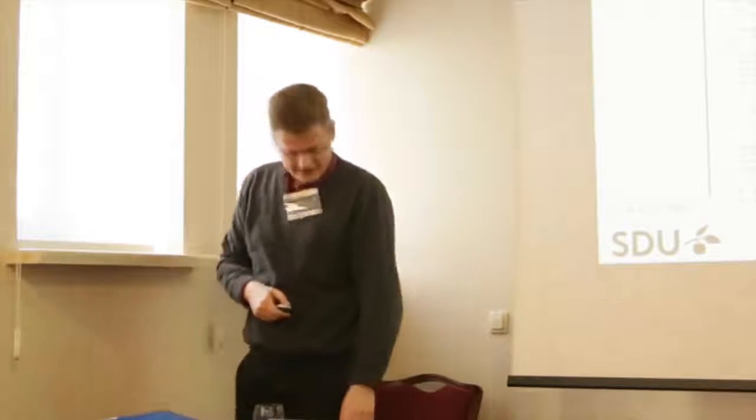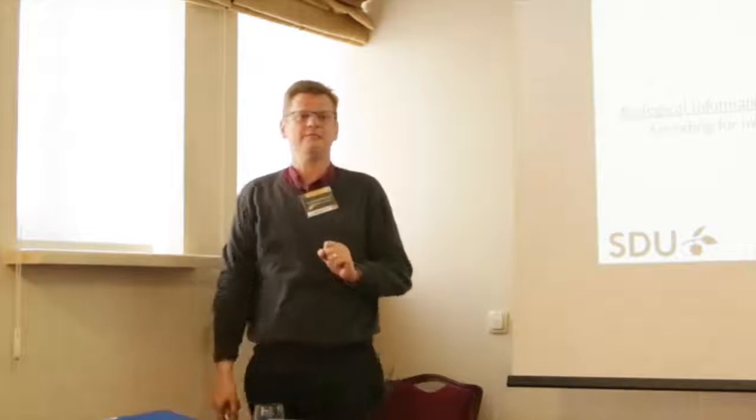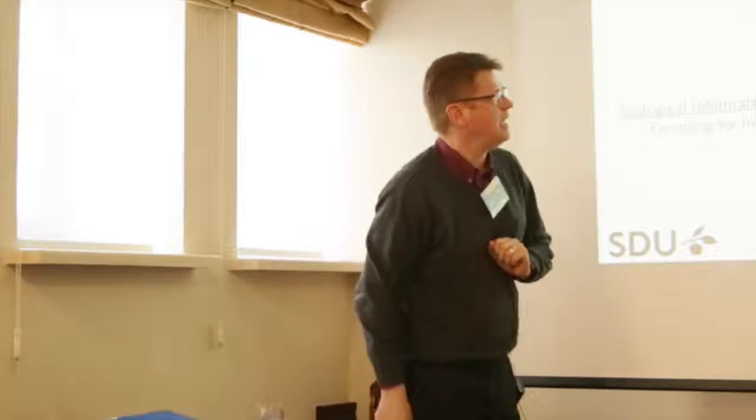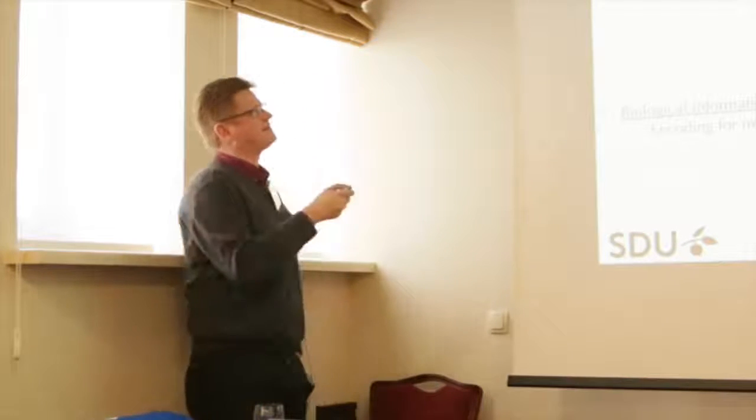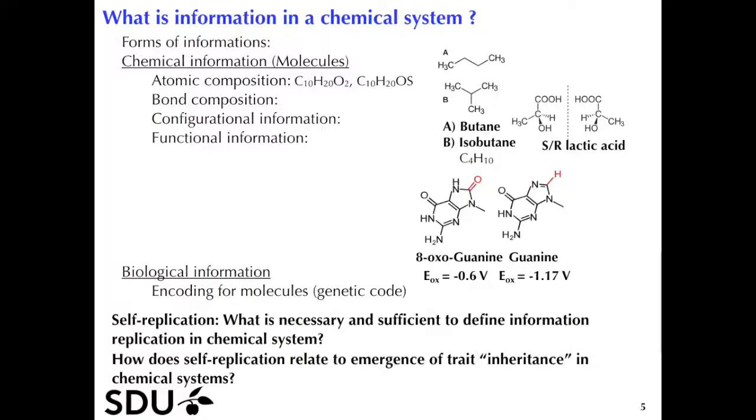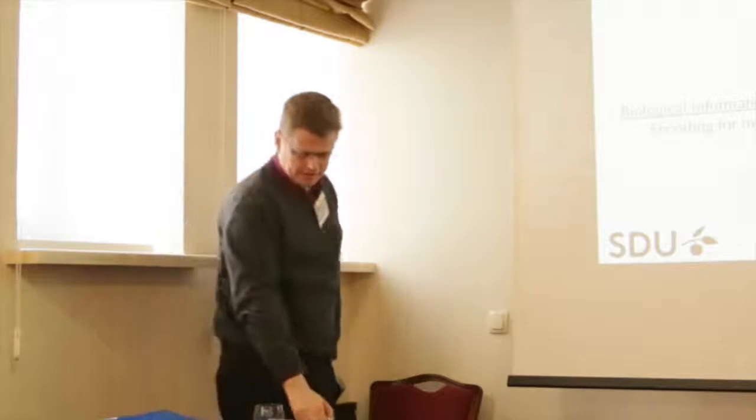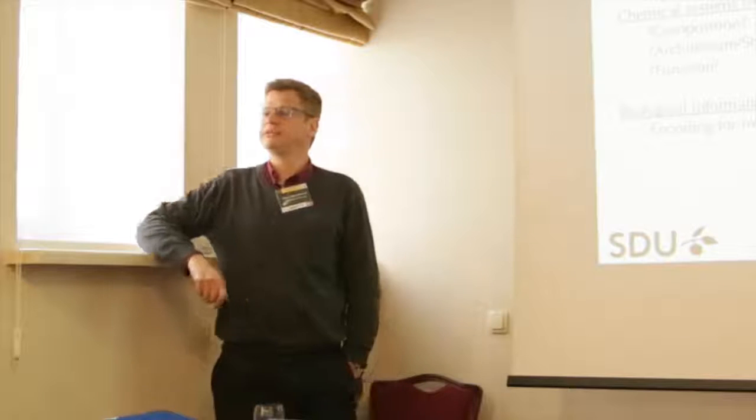So information inheritance, and there the biologists will kill me, but still I'm a chemist, so I don't care too much. Generally, the chemists say, well, there are 4 forms of information. It goes from the atomic composition, bond composition, configurational information, S and R, and functional information, well, whether a molecule has the right redox potential, for example. And then down there, we have very precisely defined biological information, which is an information encoded in a sequence-specific polymer.